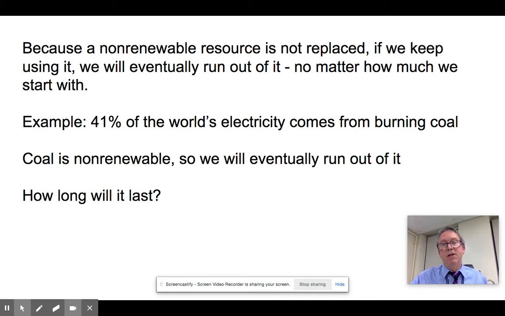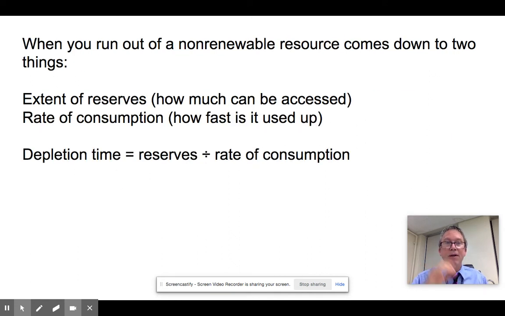So how long is it going to last? We're definitely using it, and we're not getting more of it. It's non-renewable. We'll run out. So here's what you've got to do. You've got to think in terms of what is the extent of it? How much, we call it reserve. So how much coal is there that we can actually access? Okay, that's a fixed amount. And then what is the rate at which we're consuming it? And then it's just simple math.